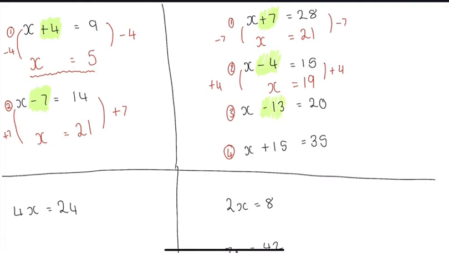This next one, we've got x take away 13. So to get rid of it, I need to add 13 to both sides, leaving me with x is 23. And last of all, I've got x plus 15 is 35. So getting rid of that 15 by taking it away from both sides, which leaves me with 20. So you can see how I've done the opposite for all of those.